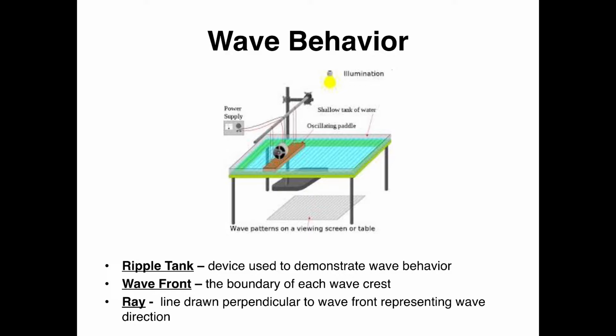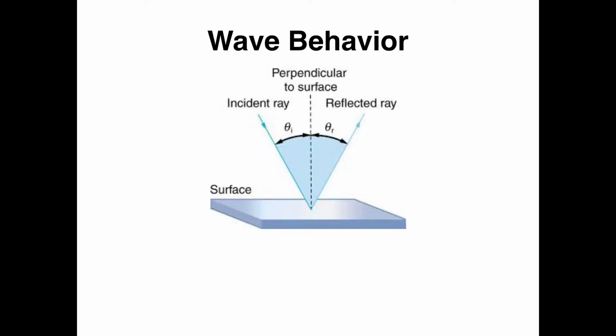Now, when we talk about the ray, and we will be talking about incident rays and reflected rays or refracted rays, the ray is a line that's drawn perpendicular to the wavefront, and it represents the direction that the wavefront is traveling. So when you hear me talking about an incident ray, I'm talking about a line that represents the direction the wave is traveling. So let's first talk about reflection.